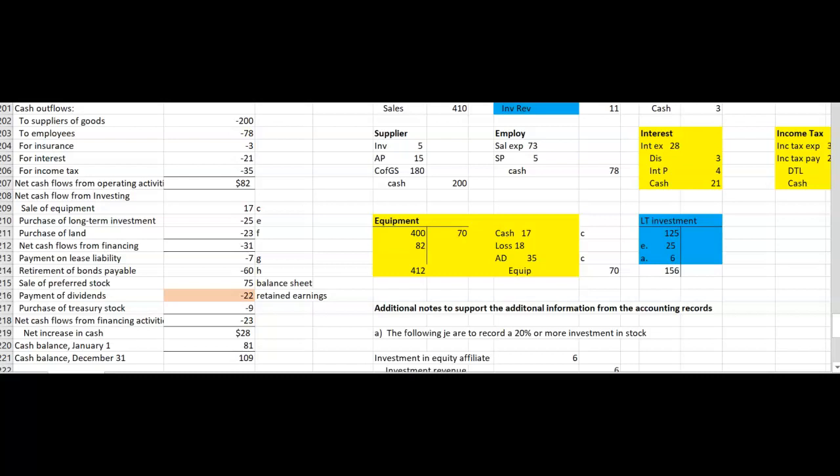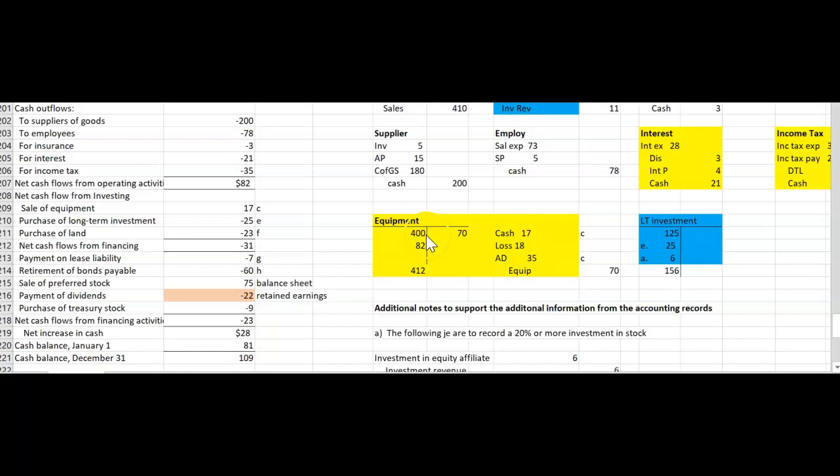Annual lease payments of $7 million are paid at the beginning of each year, starting on January 1st, 2021. We know the right to use asset is a long-term asset because it is part of the equipment. And if you look at our analysis for equipment, the full value of the lease is recorded at $82 million.